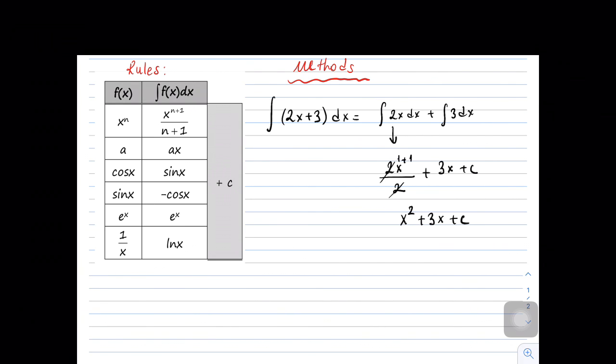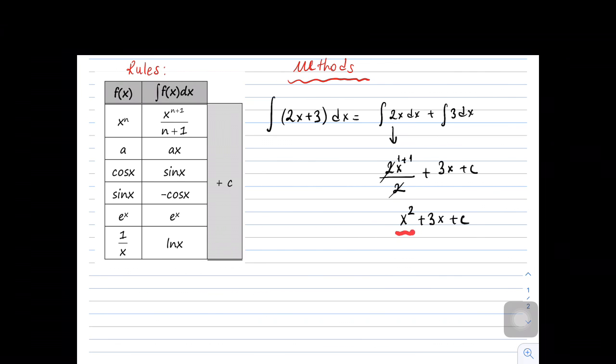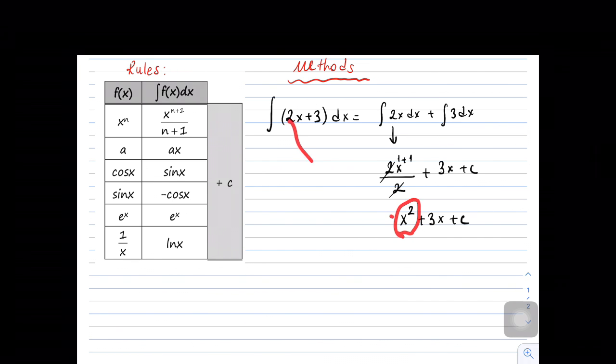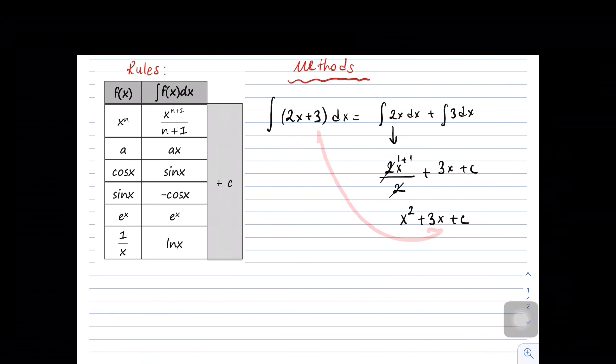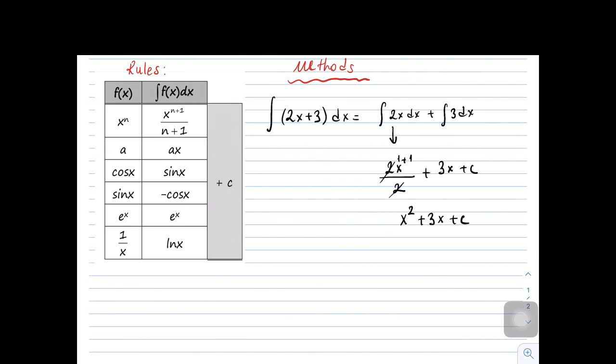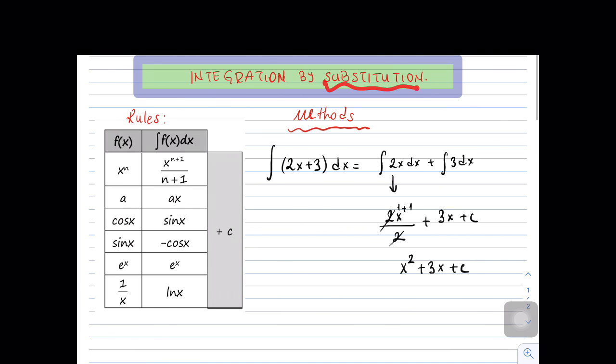This is the antiderivative. If you just look at it, the derivative of x squared is 2x, right? The derivative of 3x is 3. That's it. And we always say we do not know the constant, which is 0. We don't know what the 0 is. That's why we always add c. That's it. Let's use my substitution method to do the same question.